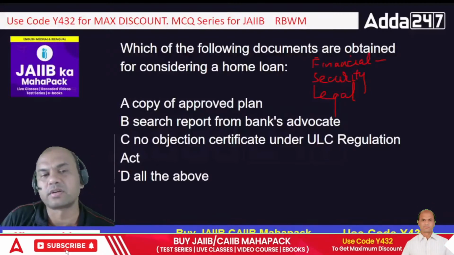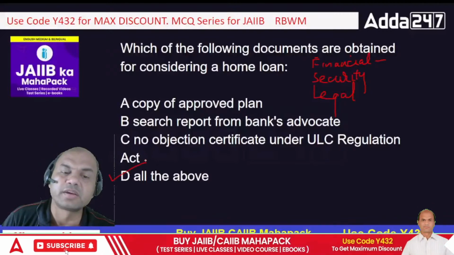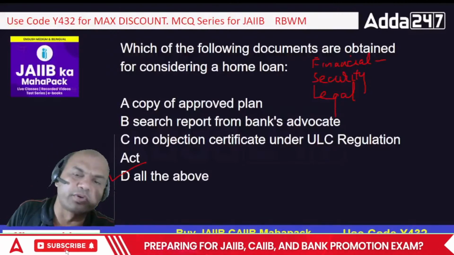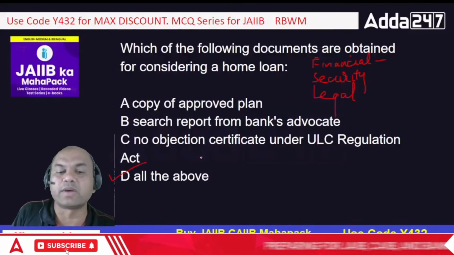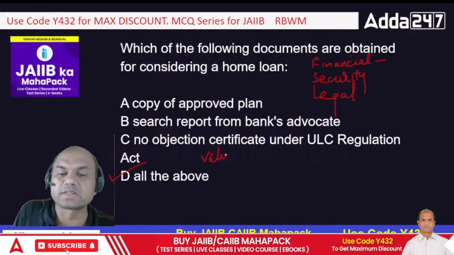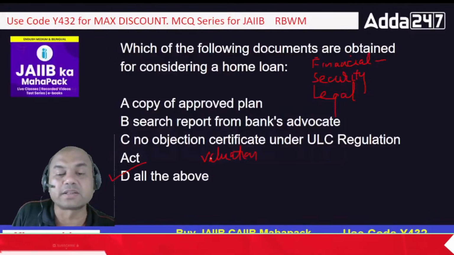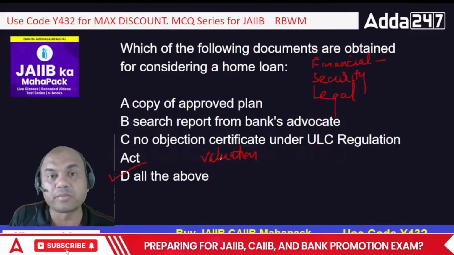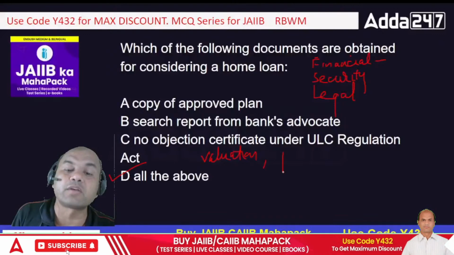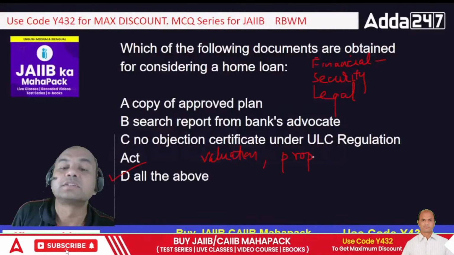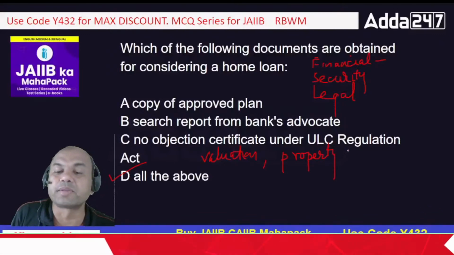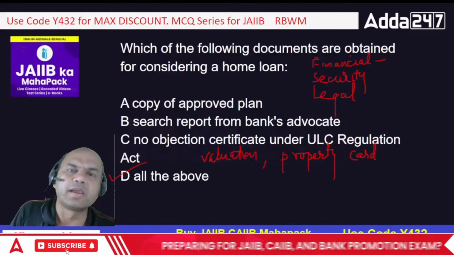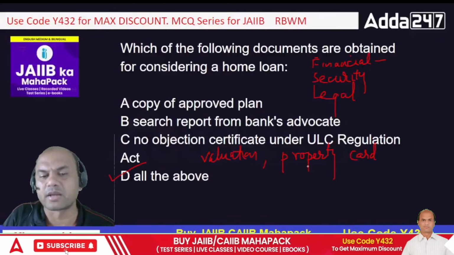So the answer is what? Answer is D, isn't it? It is D, all of the above. So all these documents are required. Even a few documents are not mentioned over here. That is the valuation report. Where is the valuation report mentioned? That's why I said it's not limited to these. Valuation report is an important part. Then property document, property card we call it. In some banks, some areas in fact, there is something called a property card. All the areas don't have property card. In India some areas do have property card.